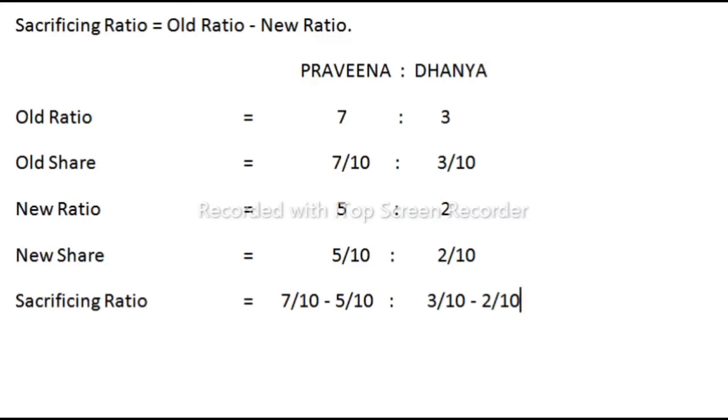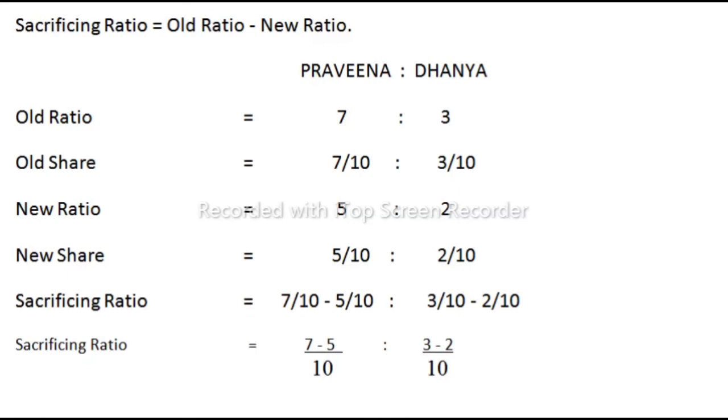If your denominator is the same, then it is a very easy concept. If your denominators are different, you have to bring them to the same denominator, a common denominator, by taking an LCM. So in this sum, our denominators, that is the bottom part of the fraction, are the same. So it is easy for us to take an LCM. Obviously the LCM is going to be 10, right? So taking 10 as the LCM and the numerator being 7 minus 5. Likewise for Danya, taking 10 as a denominator, the numerator is going to be 3 minus 2. So (7 minus 5)/10 is to (3 minus 2)/10 for Praveena and Danya.